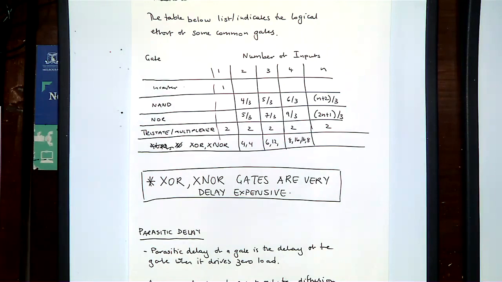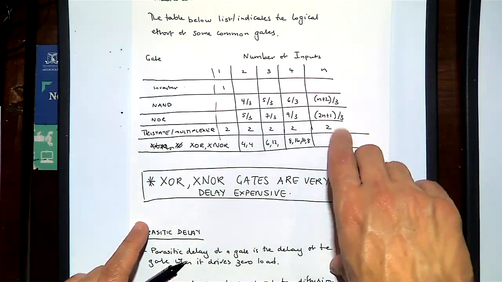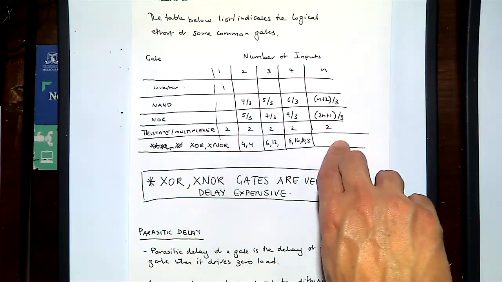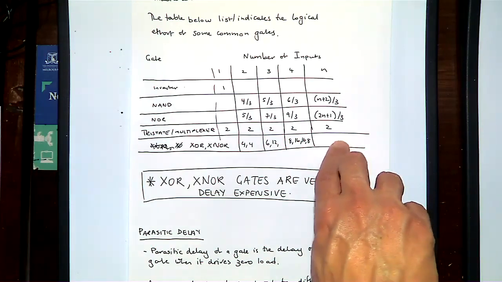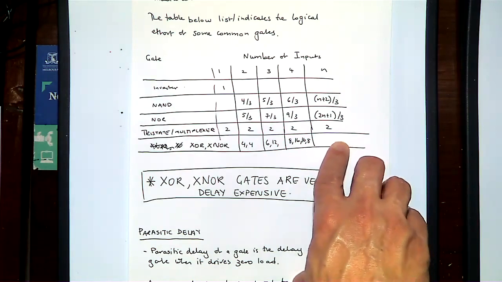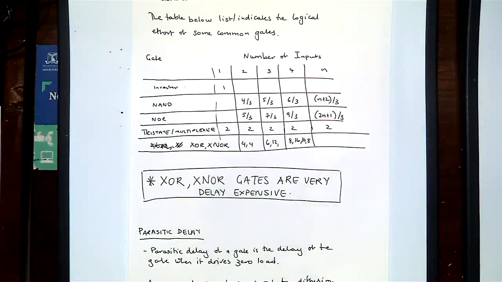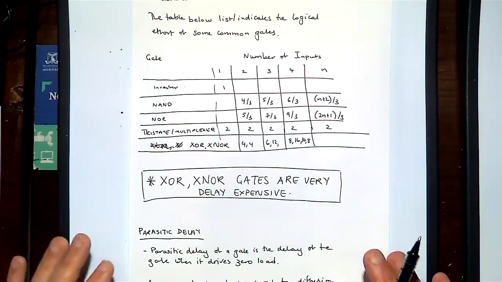working out the logical effort for each of these gates. Or not working out, I'm actually copying, because somebody else has calculated these numbers for me, and I'm just putting them in the table for you. Now, what are some of the important things that you should note?